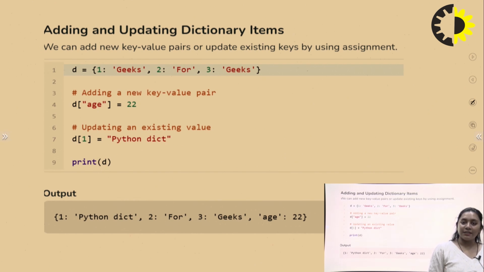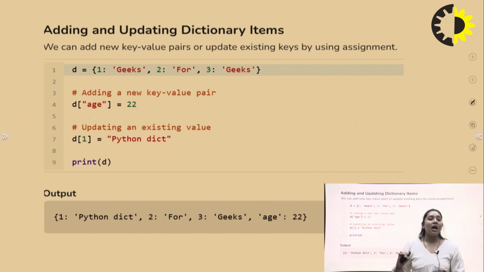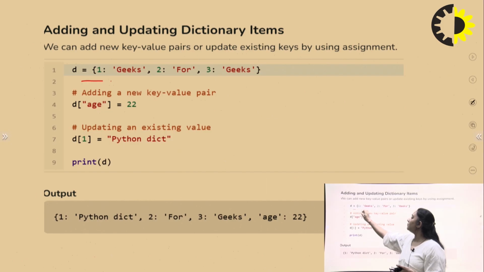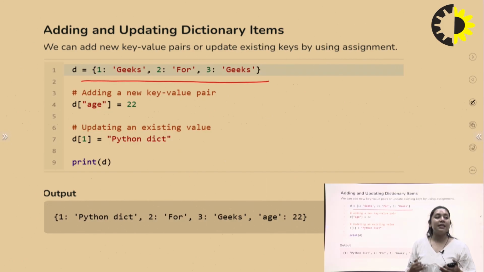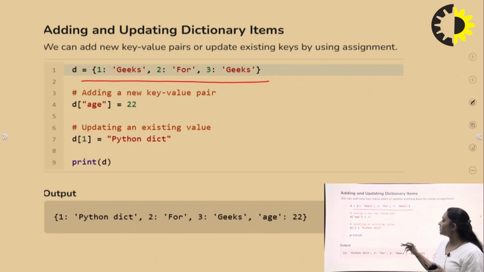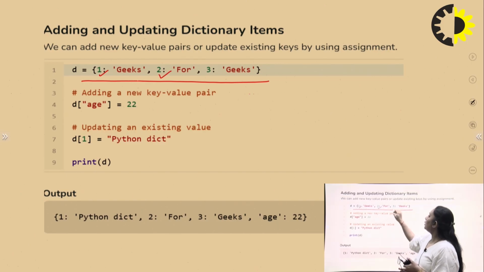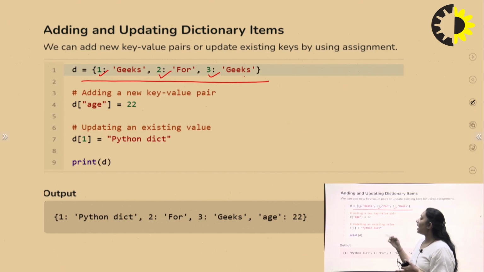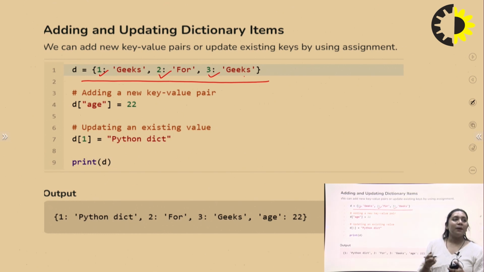Next is adding and updating the dictionary item. How you can add to the dictionary and how you can update the value or the item and the key in the dictionary. As you can see, the dictionary can be represented with the help of curly braces. Here are the keys 1, 2 and 3, and the value of each key is this, right? Next, we can add a new key-value pair or update a value by using assignment, right? So how can you assign?